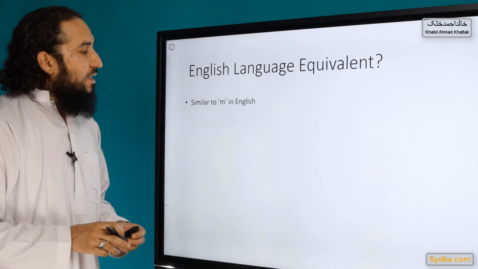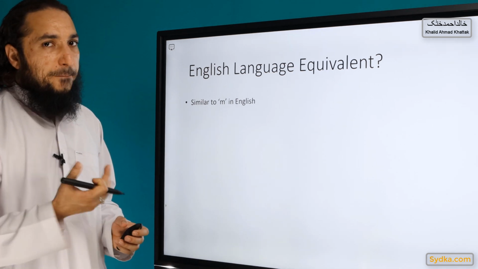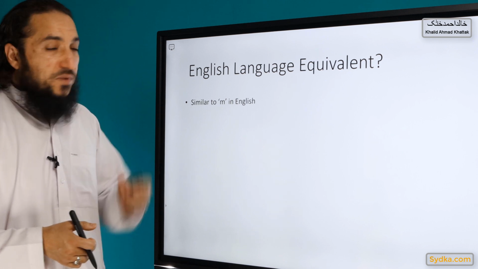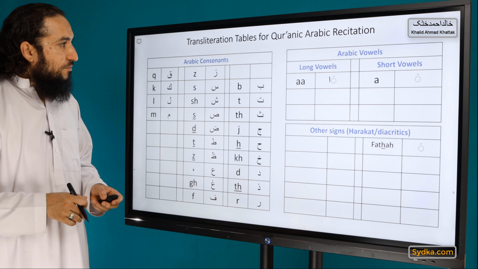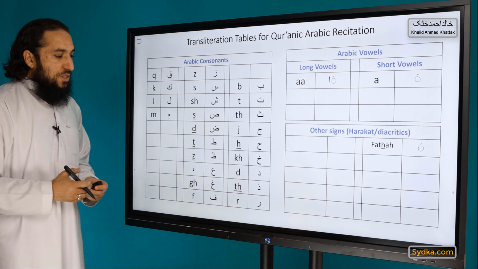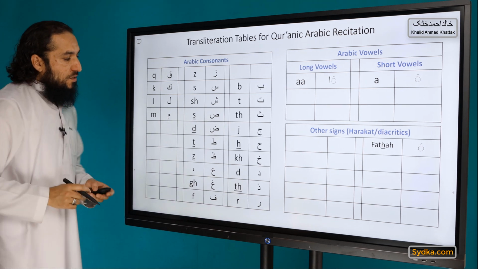English equivalent: it has an English equivalent. The sound is equivalent to Meem in Arabic. For transliteration purposes, we will be using M to represent Meem.